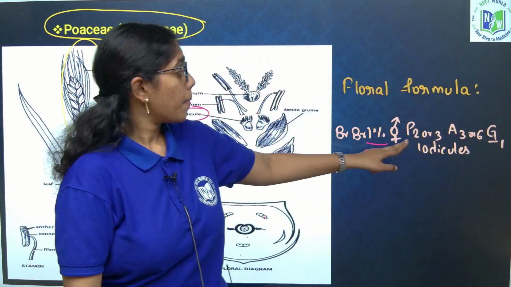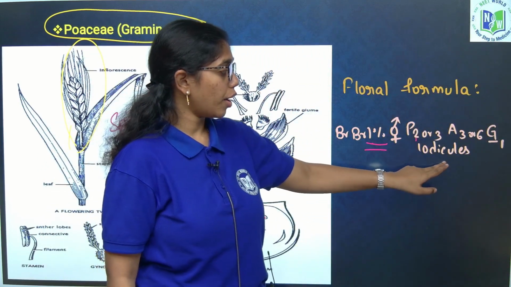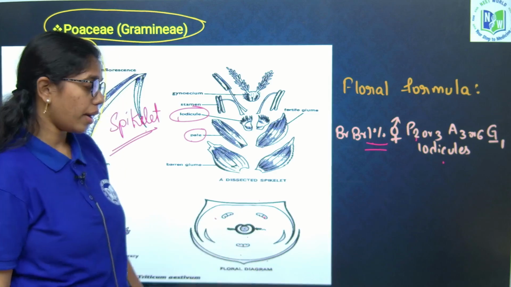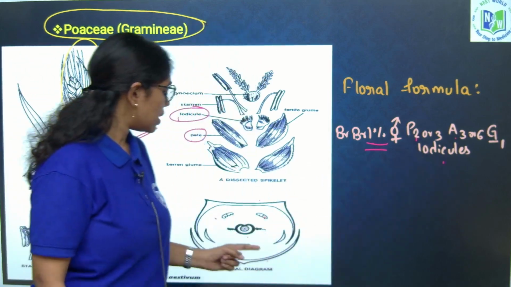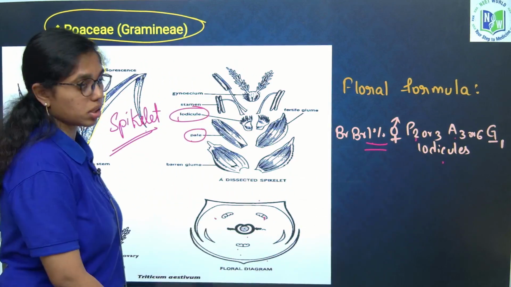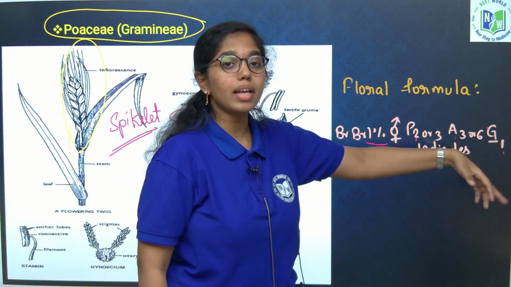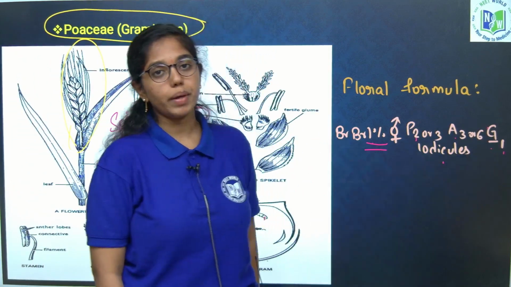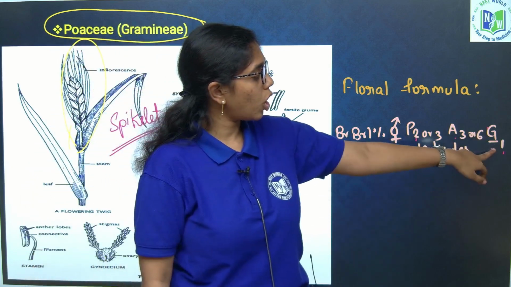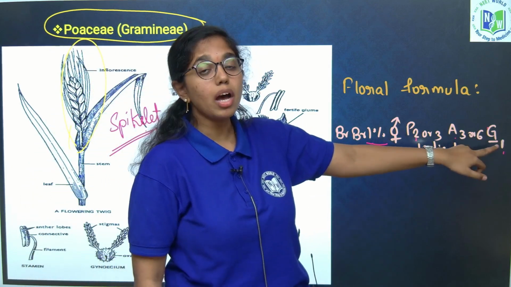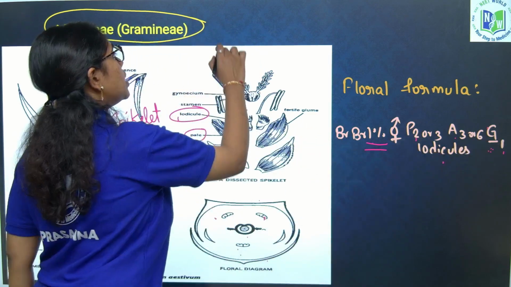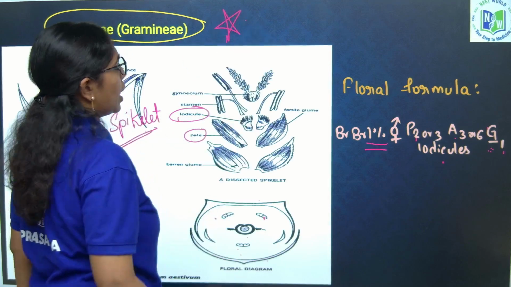Perianth is reduced to lodicules. You can have 2 to 3 lodicules, and androecium is either 3 or 6. Okay, 3 or multiples of 3, and gynoecium is unilocular, which is free, and it has superior ovary. Gynoecium is unilocular and it has what type of ovary? Superior ovary. This is with respect to Poaceae.